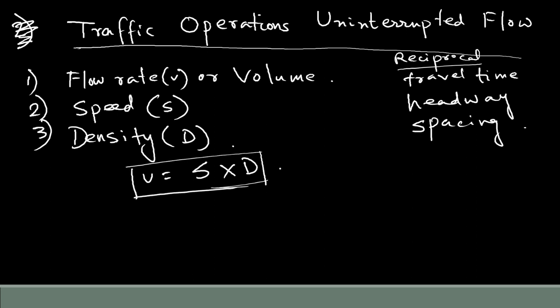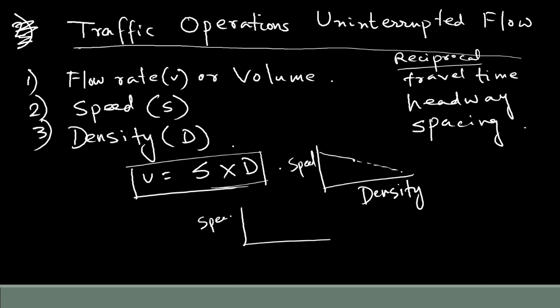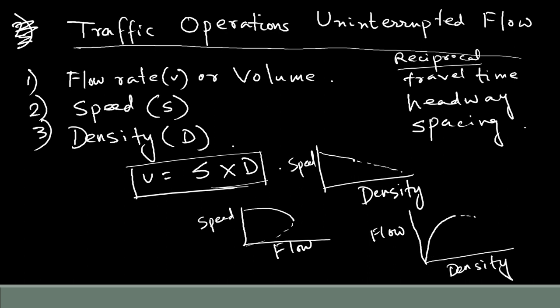This equation is also very important from a PTOE standpoint, and so are all the graphs. Speed versus density: this is the undersaturated area and this is the oversaturated area. Then speed versus flow: this is undersaturated, this is the oversaturated part. And the last one is flow versus density: this is undersaturated and this is the oversaturated part. All these things you need to know.